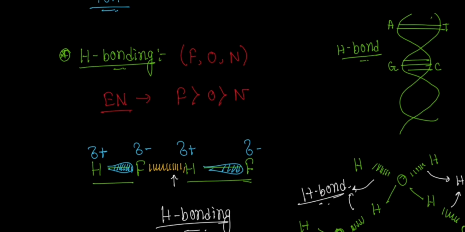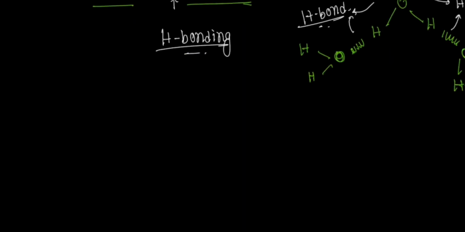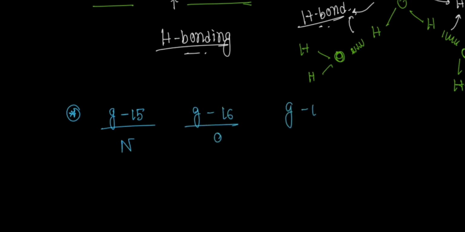Now, what is the effect of these hydrogen bonds? Just think about it. If I talk about the groups in the periodic table: group 15 contains nitrogen, group 16 contains oxygen, group 17 contains fluorine. Now let's make their hydrides. NH3. What is the state of this? It's a gas.